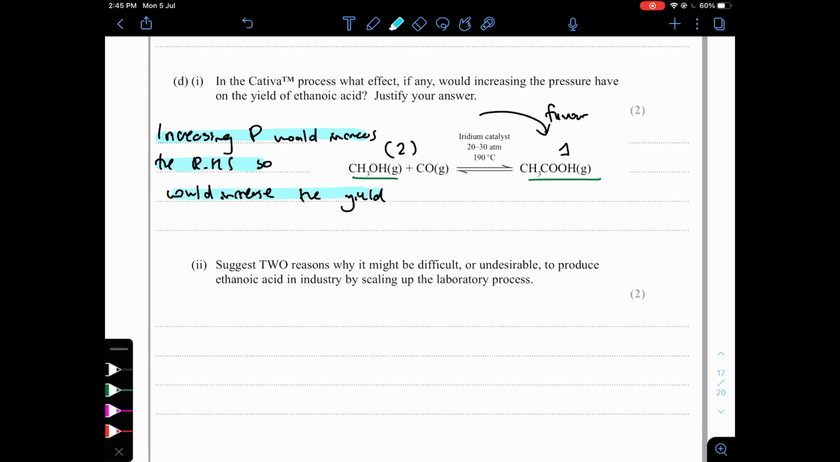Okay, so now, two reasons why it might be difficult or undesirable to produce ethanoic acid by scaling up the laboratory process. Now in the laboratory process, we know that the yield of the lab process can be very low.